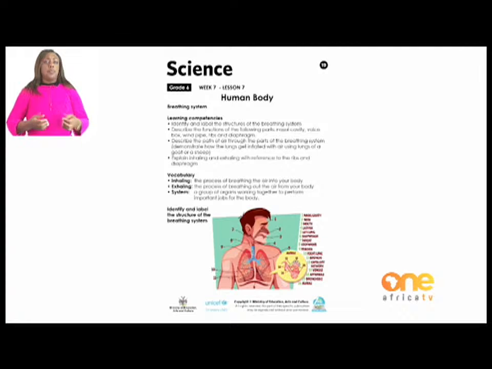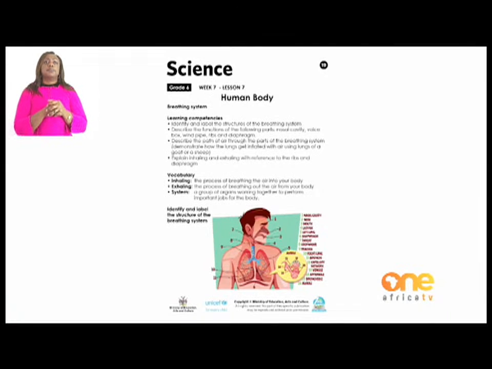Before we go into details of our lesson, let's look at the common words that are used in this system, which is the breathing system. The first word is inhaling. What is inhaling? Inhaling means the process of breathing the air into your body. It means the air is getting into your body. Exhaling is a process of breathing out the air from your body, meaning that the air that you breathed in the first place has now to go out of your body.